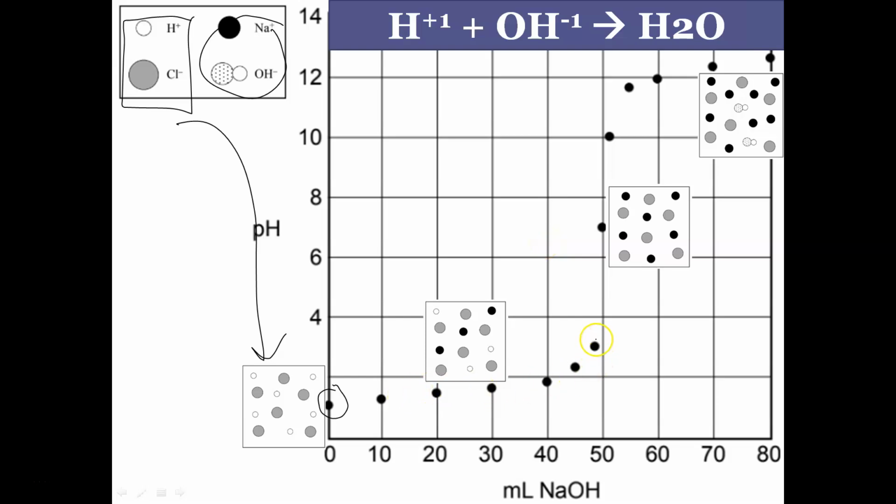And we eventually get to right here where this circle is. That's your 49 milliliters, approximately, of base that you added. And look, our pH went from 1 to 3. So a very, very small change in pH at this point. Okay? Let's take a look at what happens when we add 1 more milliliter.